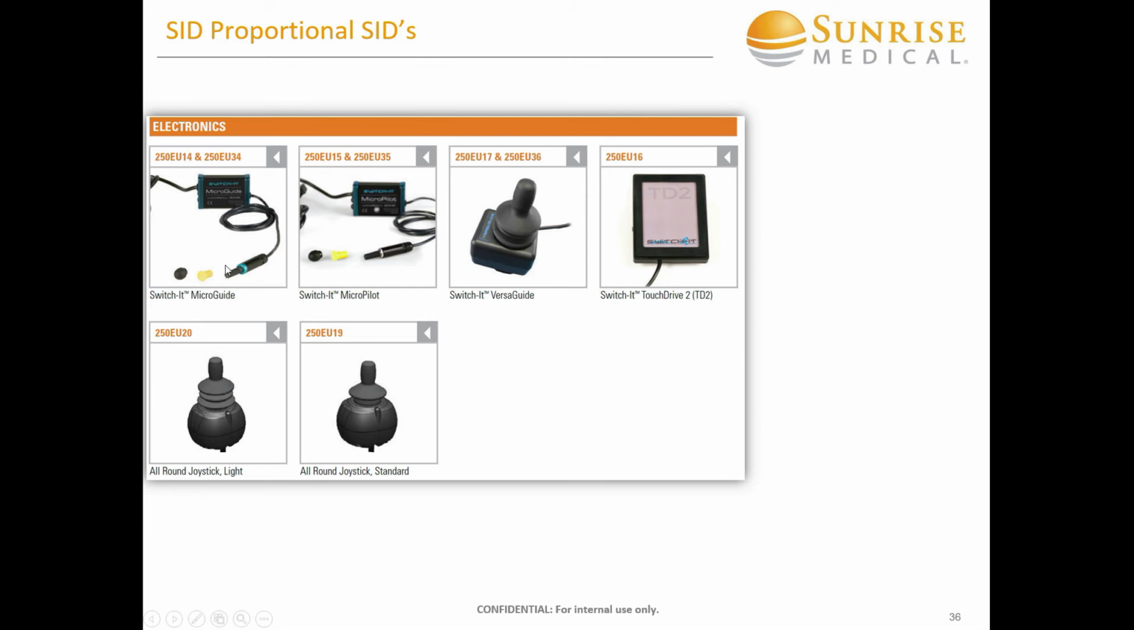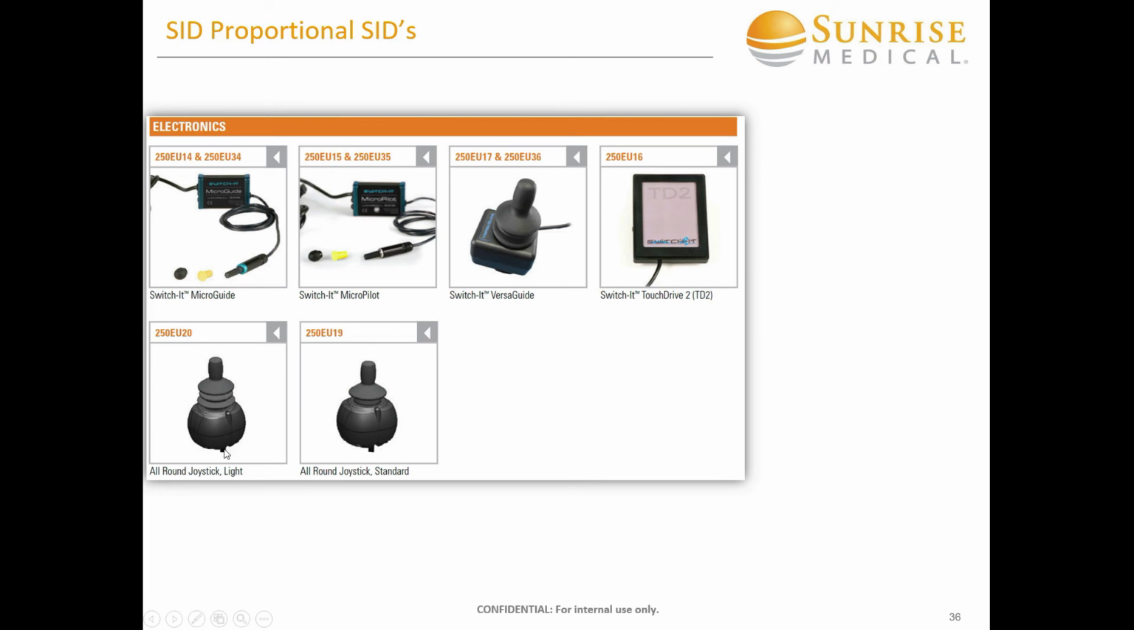So what we have to offer, we got these micro guides. These are very small devices, about the size of a AA battery, very easy to mount in multiple locations. We do offer a Versa guide, which is just like a joystick inside of a can. You can get a standard one or one that's light touch. And the touch drive is unique for us. This is just like you would use on your phone or on an iPad, where all it takes is your hand on the device and you drag your hand across the device in any direction, and the chair will drive in that direction.